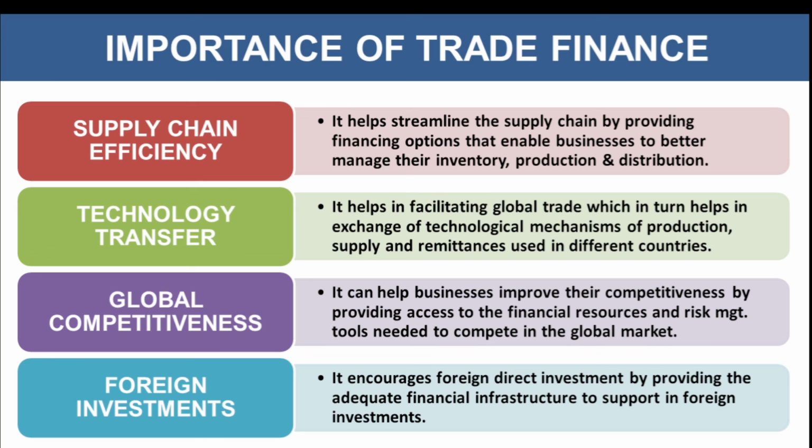There is a kind of technology transfer, because global trade is happening, because there is exchange of products and services between different countries. There can also be an exchange of the technological mechanisms being used. The production process in one country might vary from the production process in another country. The equipment and machines used can differ from country to country. When global trade is happening, there is exchange of these technologies.